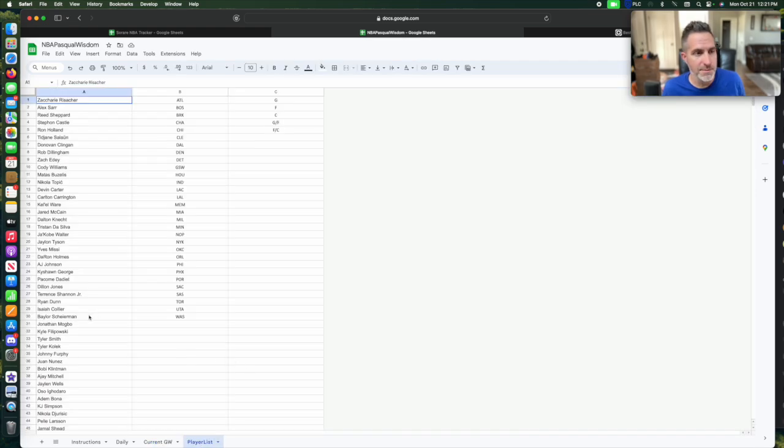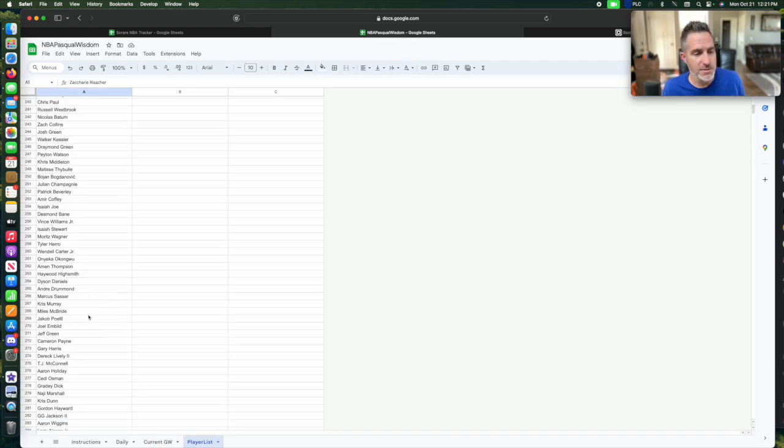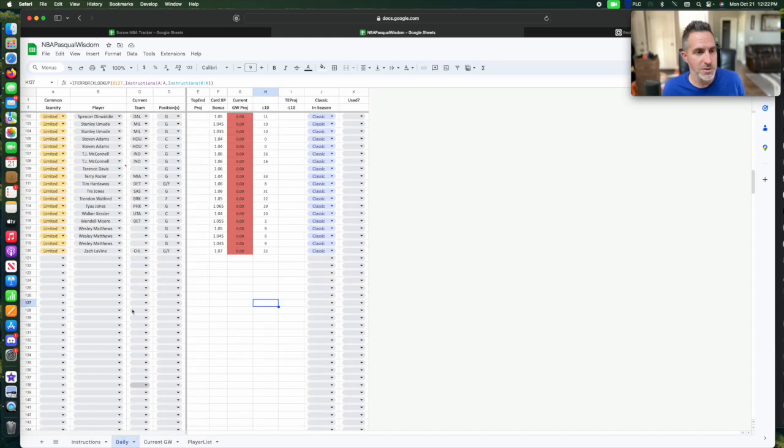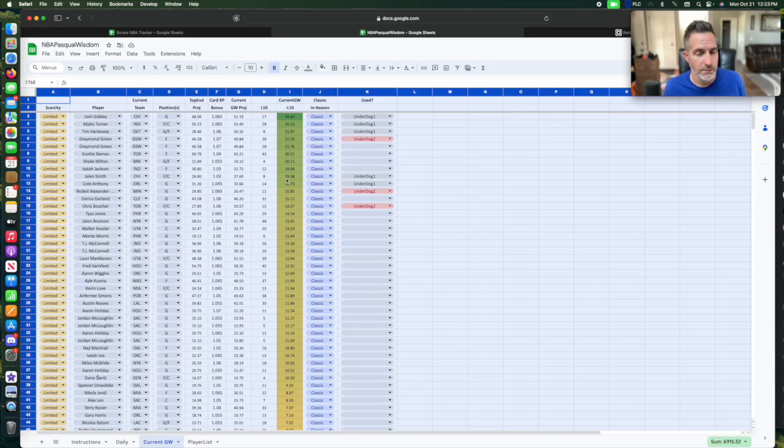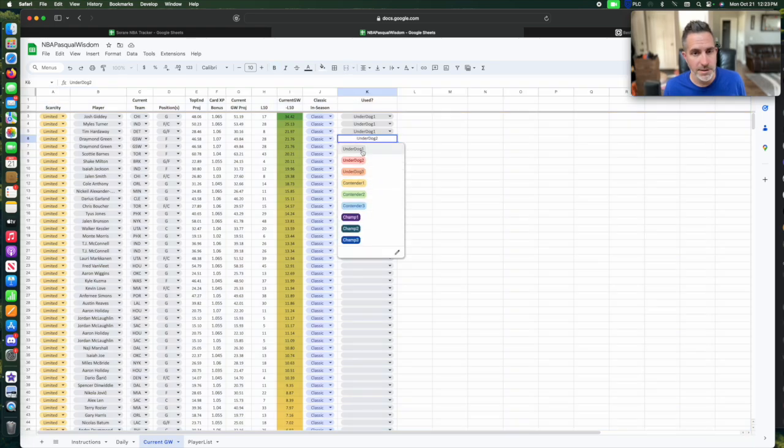And this player list tab is basically just something I use to make sure I can populate my sheet correctly when I add new players. And find those values and start making your lineups. In this used tab, I can make these for you if you don't have them.